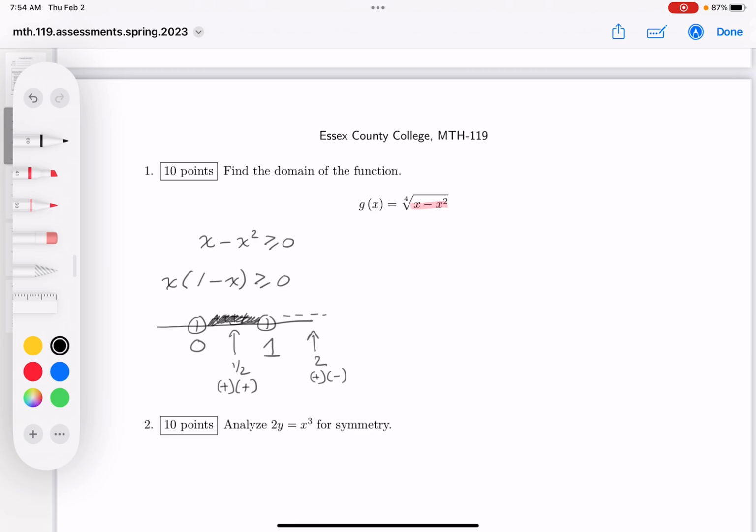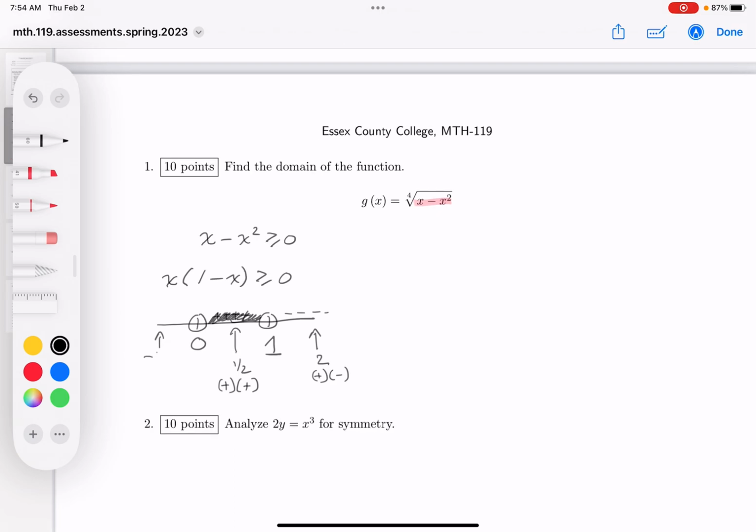Next up, below 0, minus 1 would be a good choice. Plug it in. Negative number. Next number is going to be positive. Well, a negative times a positive is negative, and certainly negative numbers are not greater than 0.